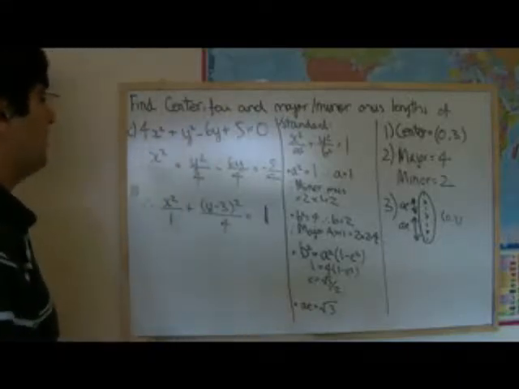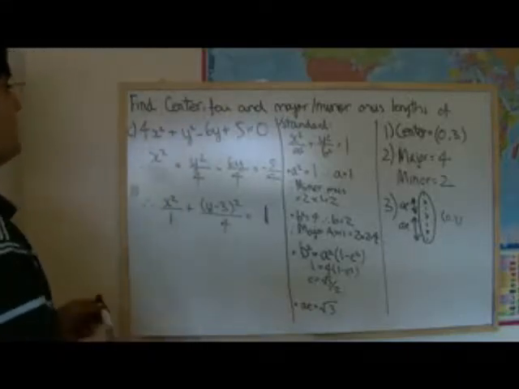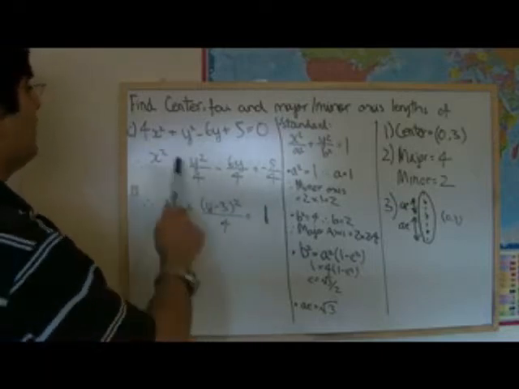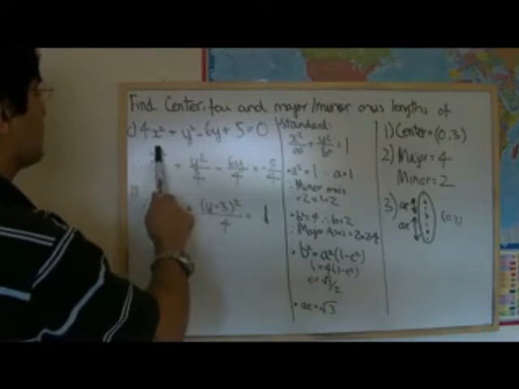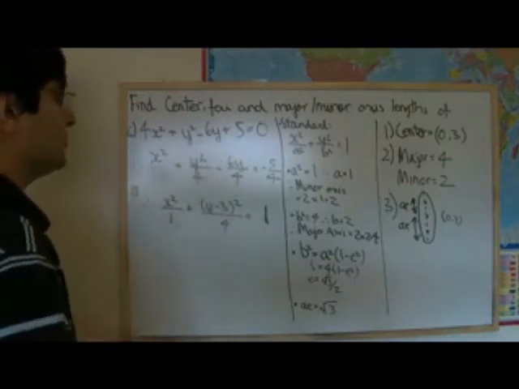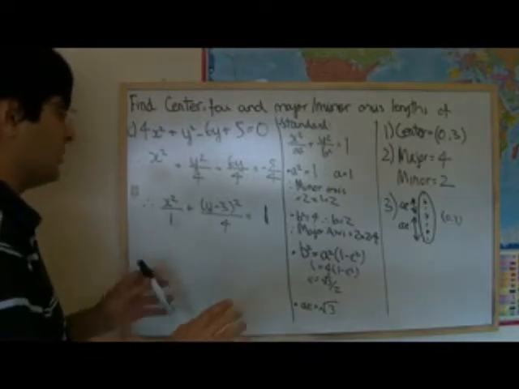We're going to do one more problem on ellipses. We've got to find the center, foci, and major and minor axes of this ellipse: 4x squared plus y squared minus 6y plus 5 equals 0. Again, we use the same techniques we always have.